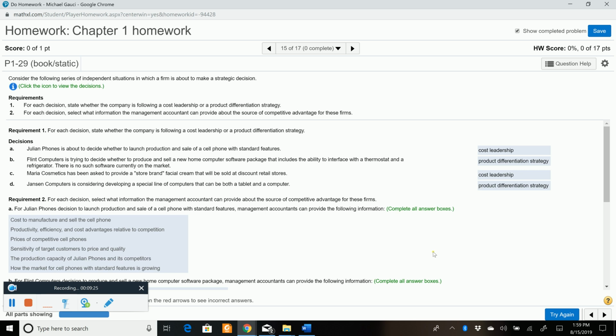Okay, this next question, we are dealing with strategies. So basically, for each of these 4 decisions, I'm only going to take a look at requirement 1 here. We need to state whether the company is following a cost leadership or a product differentiation strategy. So are we trying to be cost leaders, or are we trying to differentiate ourselves from our competitors? That's basically the question here.